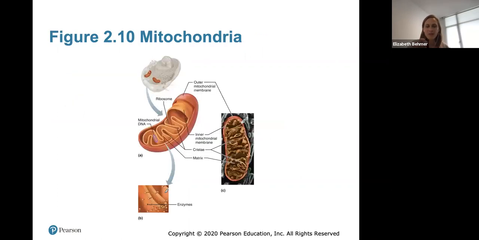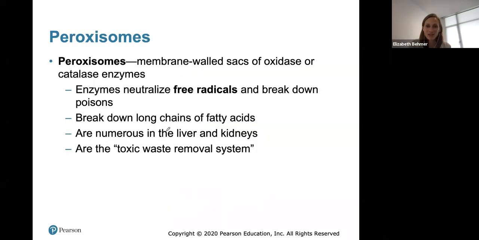So this is a look at mitochondria with a double membraned wall, the outer mitochondrial membrane, inner mitochondrial membrane, and then the cristae and matrix. You'll learn how the mitochondria function when you get to physiology. The peroxisomes are membrane-walled sacs of oxidase or catalase enzymes. These basically are the toxic waste removal system of your cell. They neutralize free radicals, break down poisons. So we'll see them in your liver and kidneys.